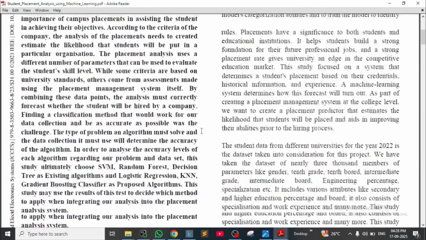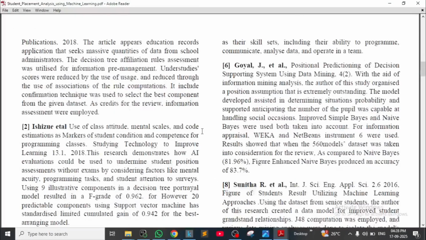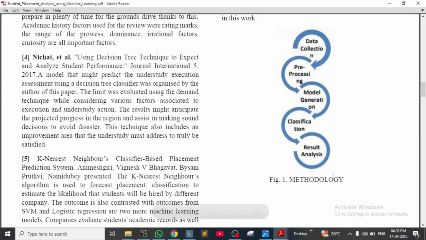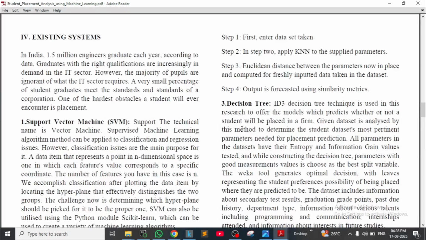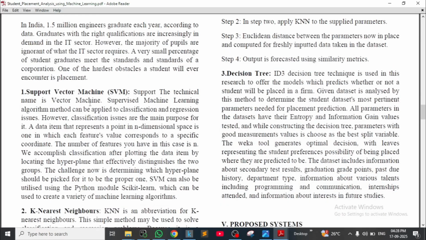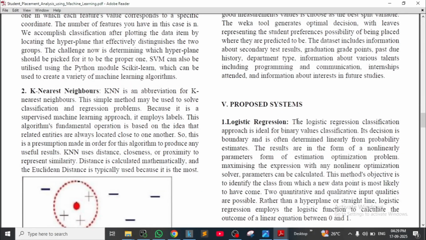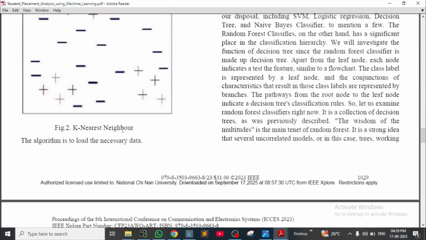Abstract: they have given the introduction, literature survey, and methodology. See this methodology: data collection, pre-processing, model generation, classification, and result analysis. The existing system uses decision tree, support vector machine, k nearest neighbors. The proposed system uses random forest and k nearest neighbors.